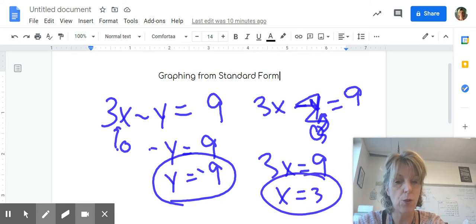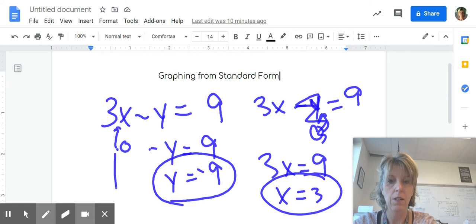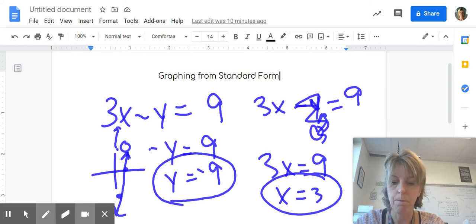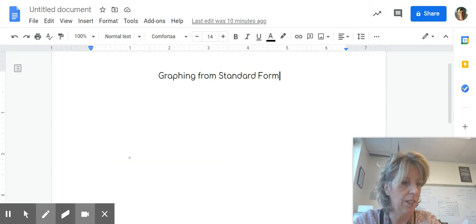So what I just have to do is plot those 2 points on my graph. So if I have x is 3 and y is negative 9, my graph is going to look something like that. Right? Not a hard skill.